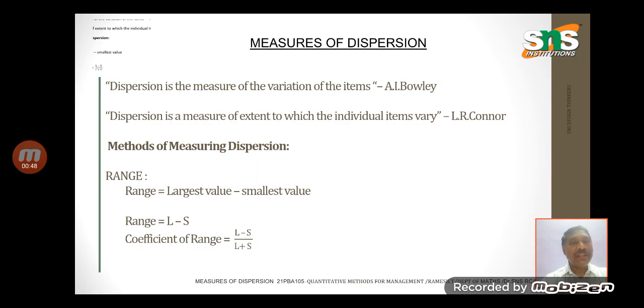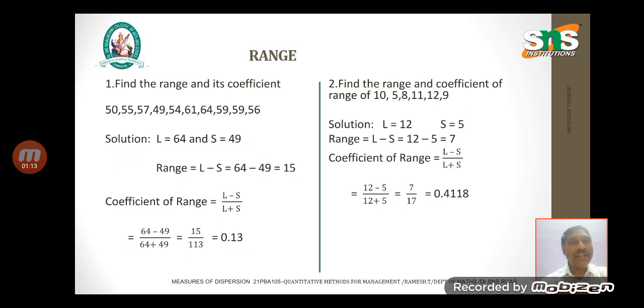So first we calculate what is range. Range means the difference between the largest and the smallest value. We call the largest value L and the smallest value S. Therefore range is L minus S. Next, what is coefficient of range? Coefficient of range is (L minus S) by (L plus S). Using this, we calculate range.